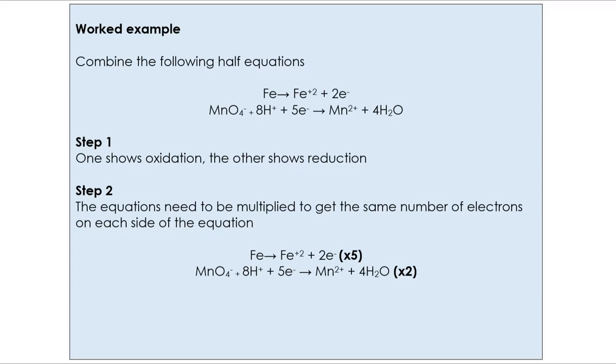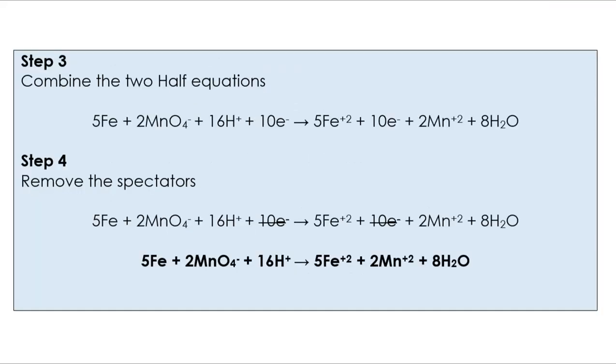So to do that, I found the lowest common denominator of 2 and 5, and that takes me to 10 electrons. So I multiply them up accordingly. Now, once I've combined them, I can then set about removing the spectators. And the only spectators here are actually the 10e-, and that takes me to my final overall ionic equation, built from the 2 half equations provided.